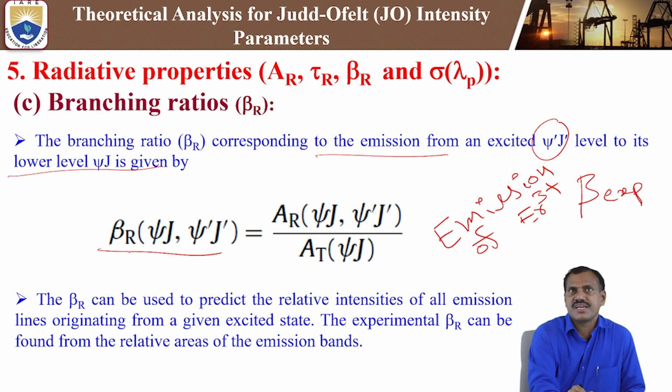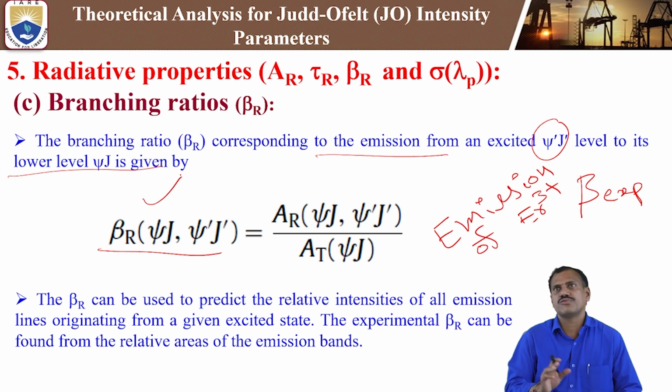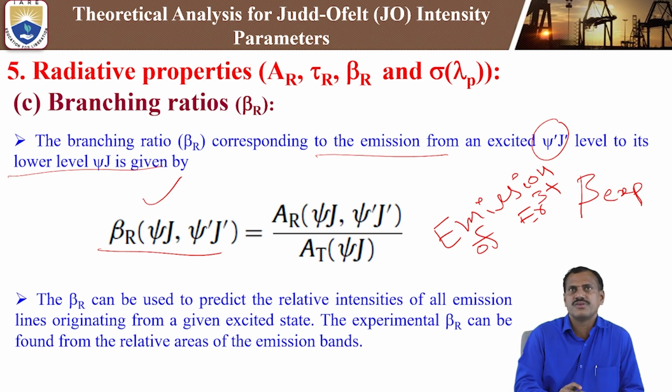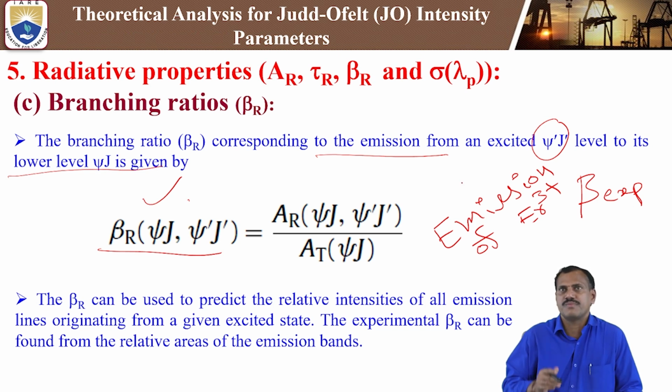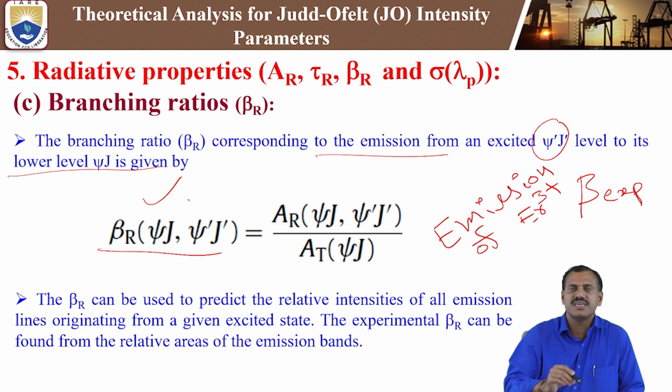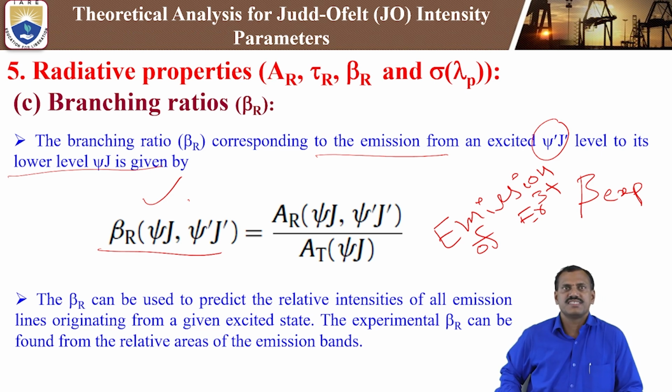This beta R, the radiative branching ratio, we are getting from the JO theory. From JO we are comparing both beta experimental and beta R. We are calculating beta R from the JO theory. Beta experimental we are calculating from the emission spectra by using each and every emission peak under observation. We are taking the area and the emission wavelength corresponding to that one. We are calculating the branching ratio by substituting in the Judd-Ofelt intensity parameters.